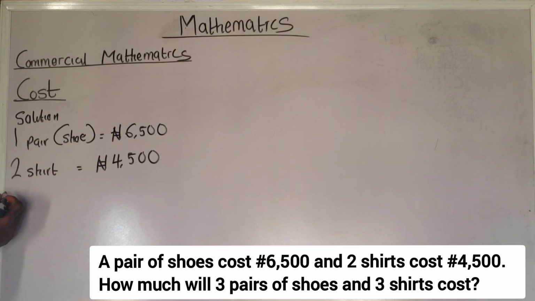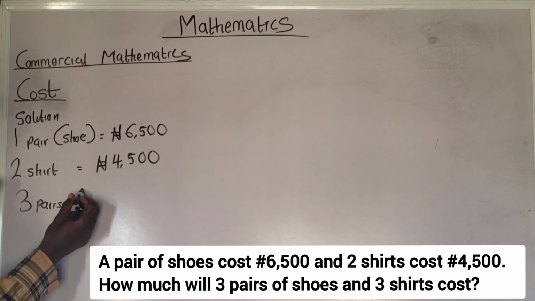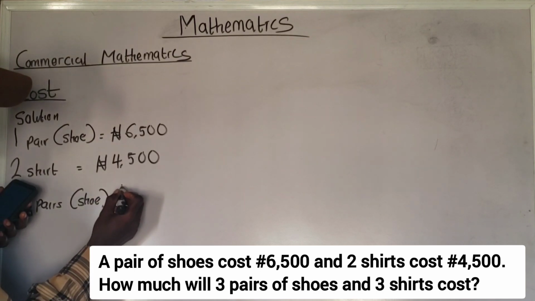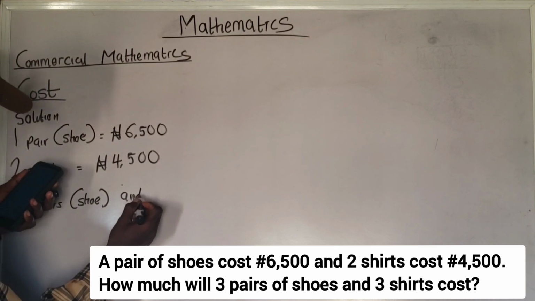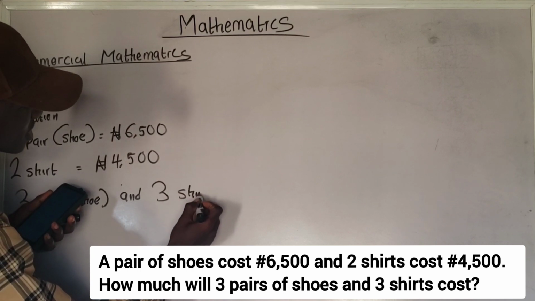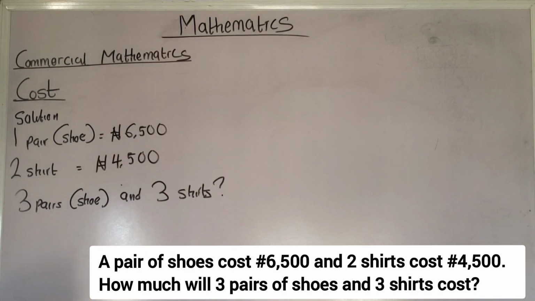Okay. Please pay attention. 3 pairs of shoe. Okay, let me put it in brackets. And 3 pairs of shoe and 3 shirts. Okay, and 3 shirts. We have to determine the cost. Okay, see, this one is simple.